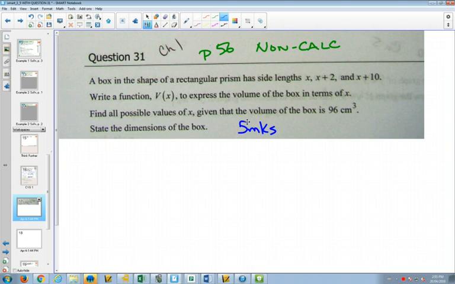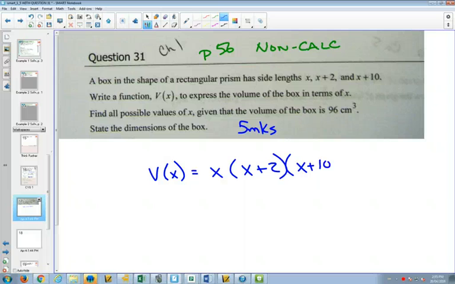We're going to find all possible values of x, given that the volume of the box is 96 centimeters cubed. So write a function for volume if the side lengths are x, x plus 2, and x plus 10. Well, you know that length times width times height is the volume of a rectangular prism. So there is mark number 1 in this 5-mark question.